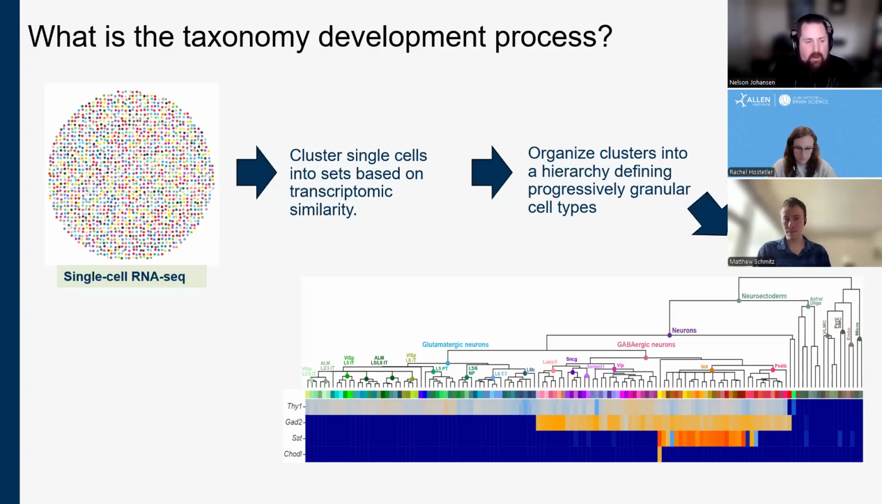So at a high level, what we do is we take those single cells, we cluster them based on the transcriptomic, the RNA-seq data, into these sets of cells, and then organize those clusters into a hierarchy. We call it a taxonomy that progressively defines more granular types as you walk down from spinal cord to the really defined dorsal and ventral horn populations. So that's the big picture. How do we get from cells to a hierarchy?